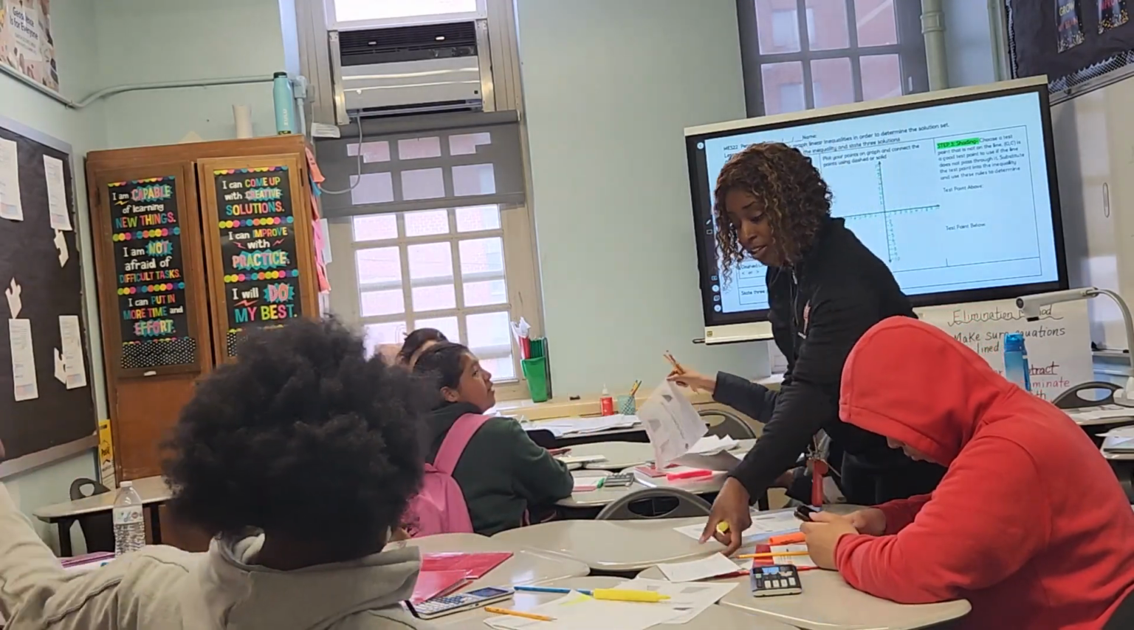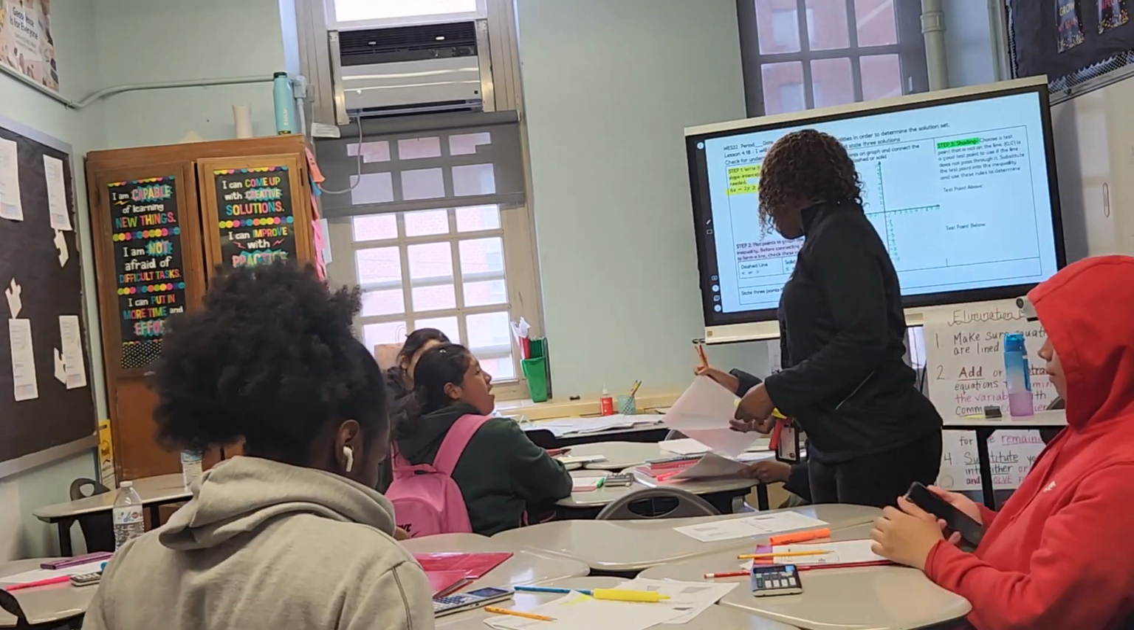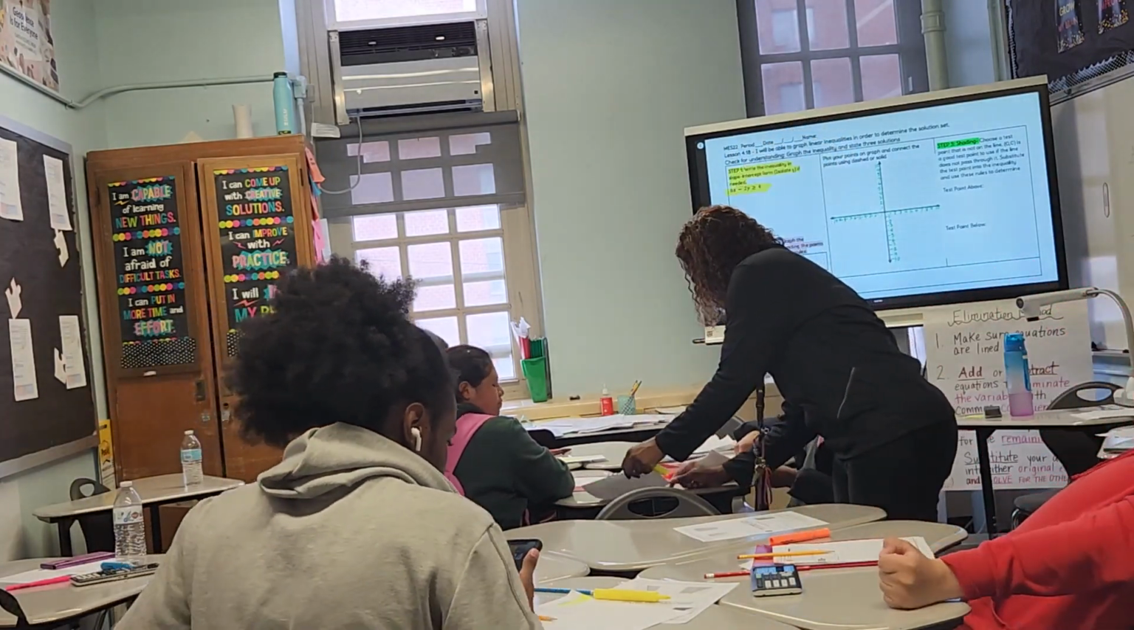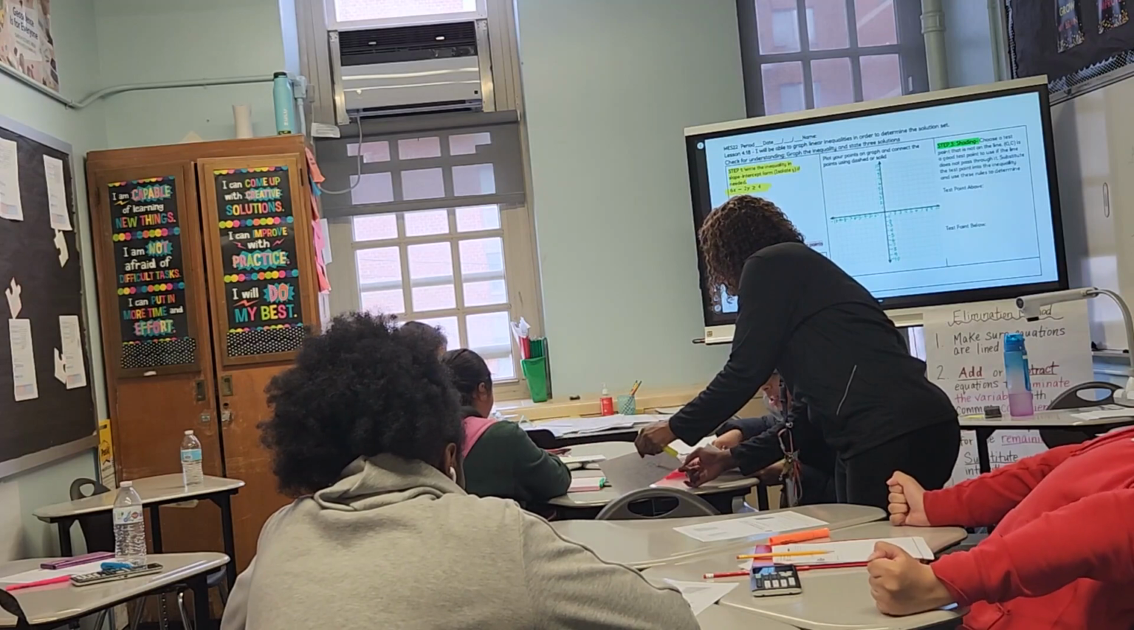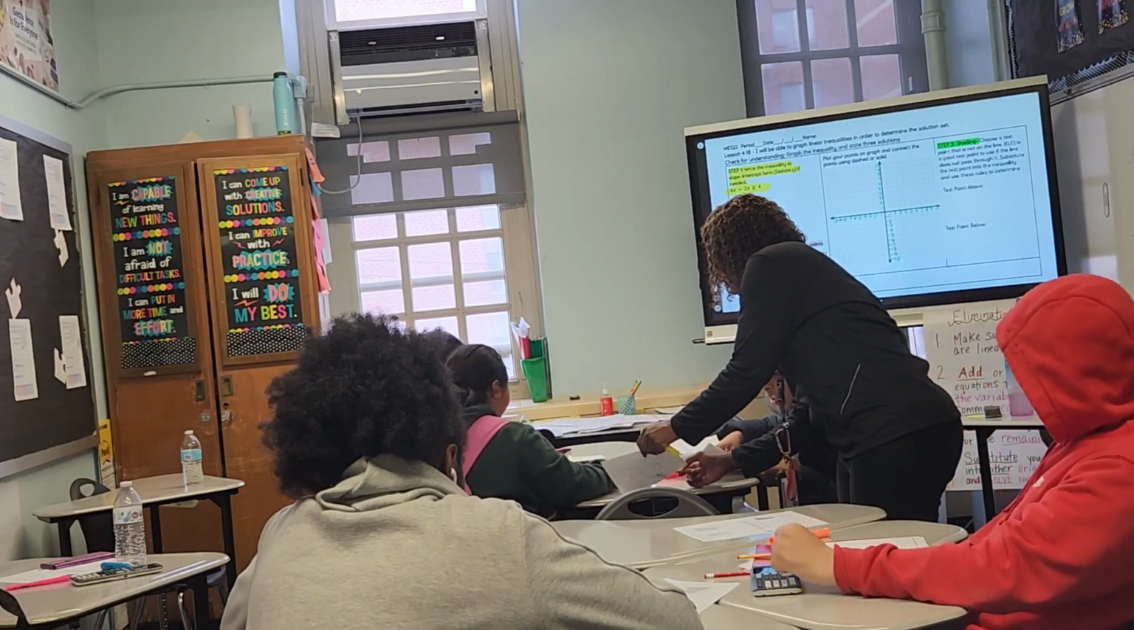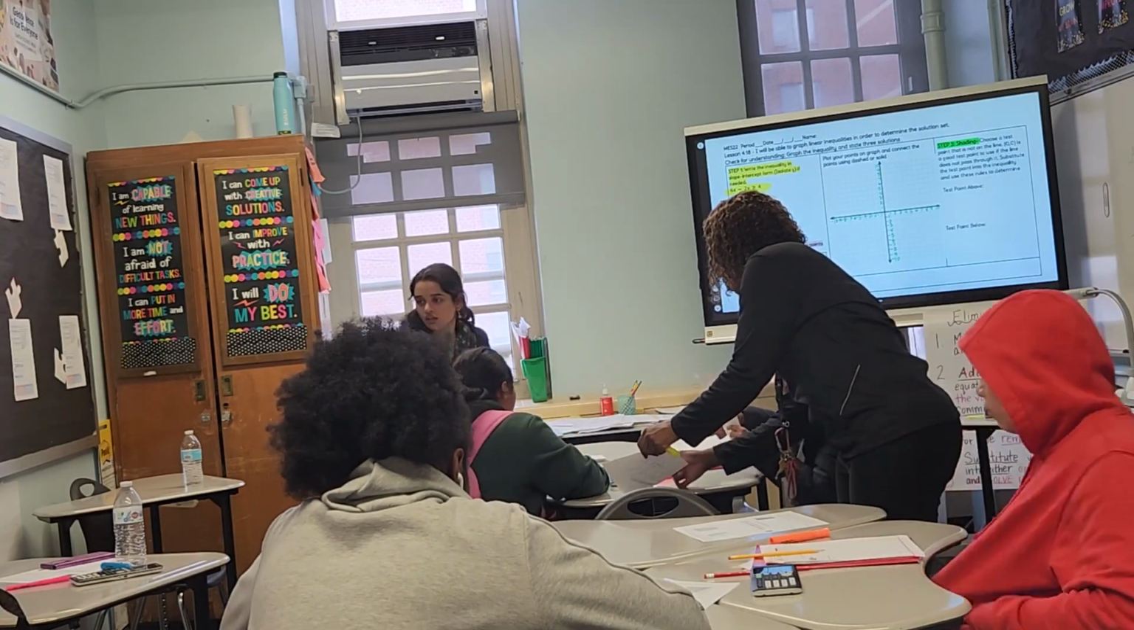Now that you have the equation, this is the equation that you should end up with. y is less than or equal to, we have to flip the sign because we divided by a negative number. That simplifies to 3x minus 2, okay?